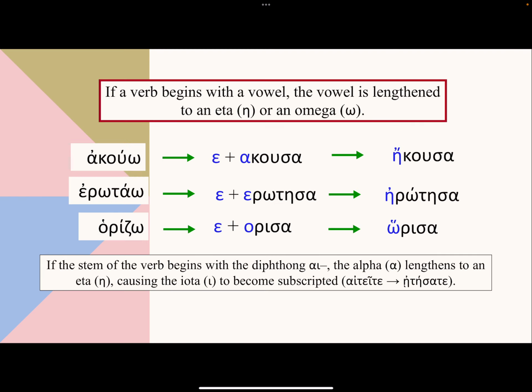If a verb begins with a vowel, the vowel is lengthened. We're already familiar with this idea. We talked about this when we were looking at the imperfect, and exactly the same rule applies. So if you had something like akouo, we already know from the imperfect that alpha is going to lengthen when it joins up with the augment, and so it becomes ekousa.